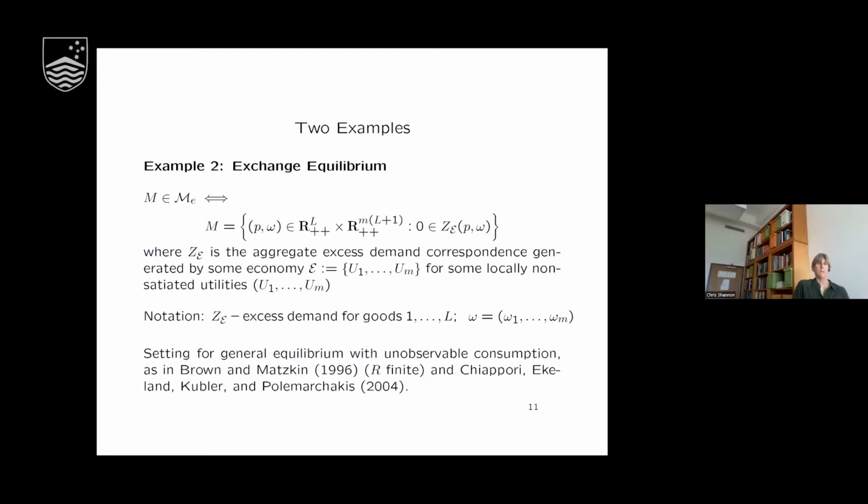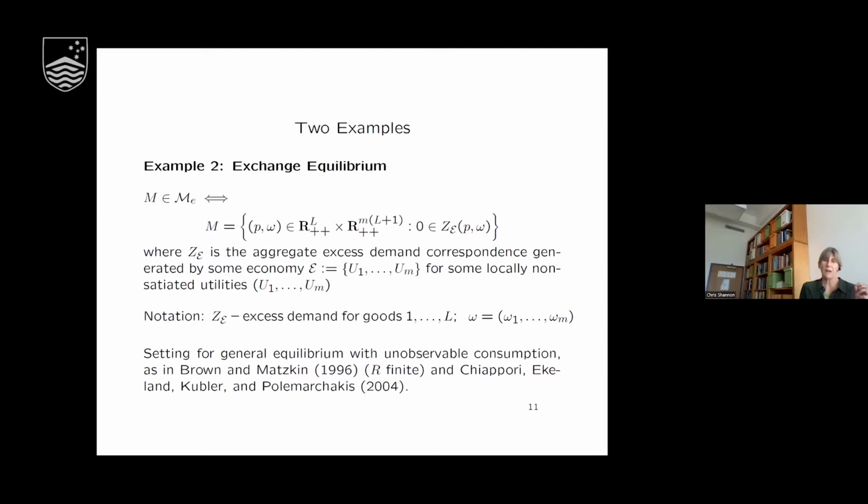So this is the way we could think about the setting for the general equilibrium model with unobservable consumption, as in Brown and Matzkin. There, the data set would be finite. Or, for example, in this very nice paper by Chiappori, Ekeland, Kubler, and Polemarchakis, this is an infinite data set. This is maybe a version of integrability for this problem.